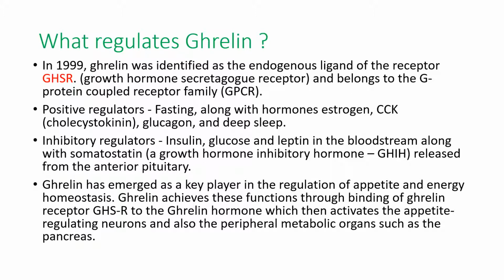Over the past 15 to 20 years, ghrelin has emerged as a key player in the regulation of appetite and energy homeostasis. Ghrelin achieves these functions through binding of the ghrelin hormone to the receptor GHSR. This then activates the appetite-regulating neurons and also the peripheral metabolic organs such as the pancreas.